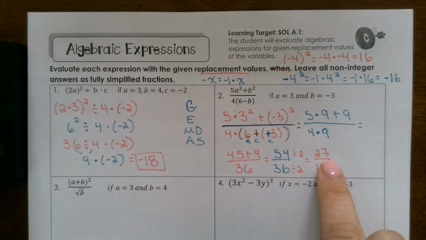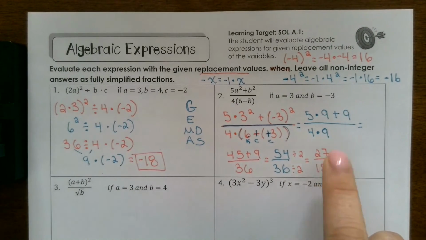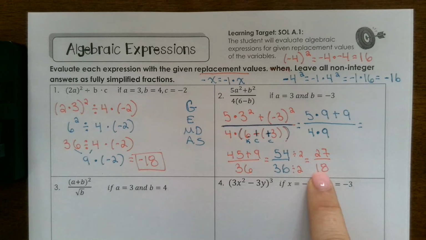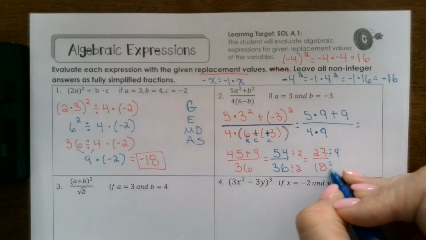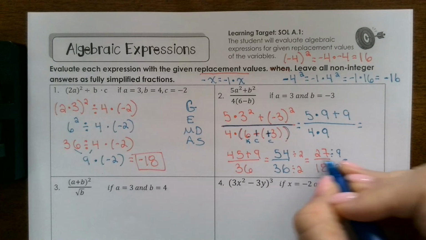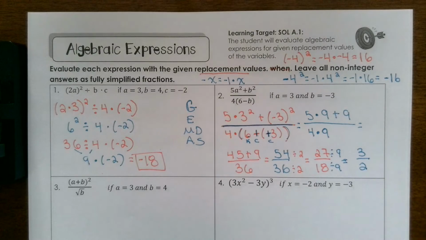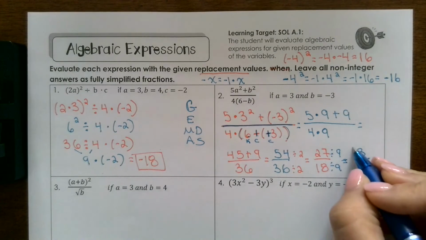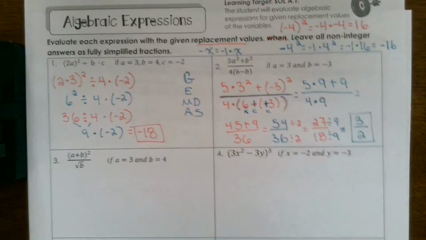But 27 is one of my particular favorites. I know 9 goes into 27. I don't know why I like it so much, but I know 27 divided by 9 is 3. And actually 9 goes into 18. 9 is a factor of 18. So I'm going to divide by 9 right here. Again, 27 divided by 9 is 3. 18 divided by 9 is 2. And here's that 1.5, 3 halves. And this is your final fully simplified fraction answer.